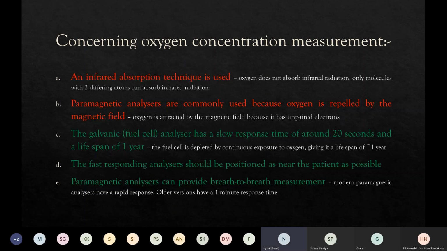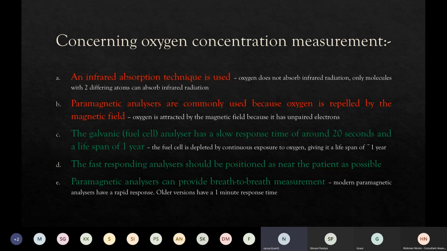The galvanic or fuel cell analyzer has a slow response time of around 20 seconds and a lifespan of 1 year. That's true. The fuel cell is a slightly slower responder, and it gets depleted by continuous exposure to oxygen. So they say the lifespan is around 1 year.